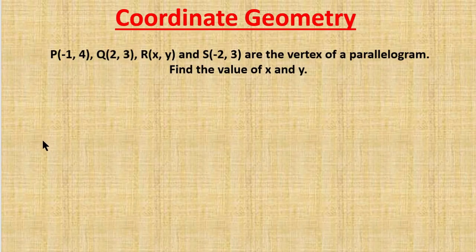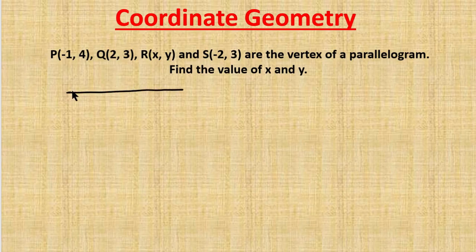We'll be using this simple question on parallelogram to further understand coordinate geometry. Our question says P at (-1, 4), Q at (2, 3), R at (x, y), S at (-2, 3) are the vertices of a parallelogram. We should find the value of x and y.